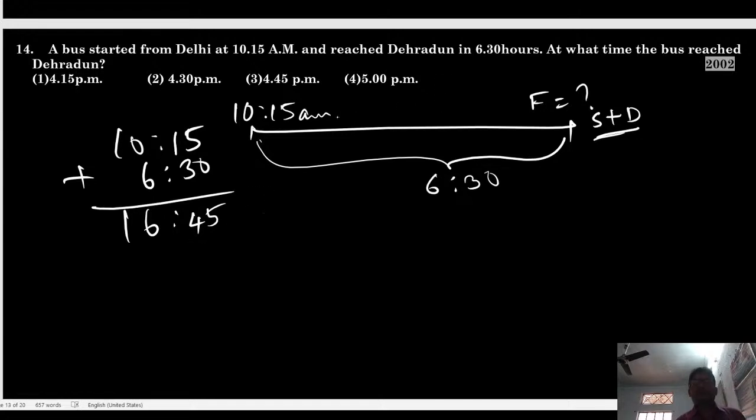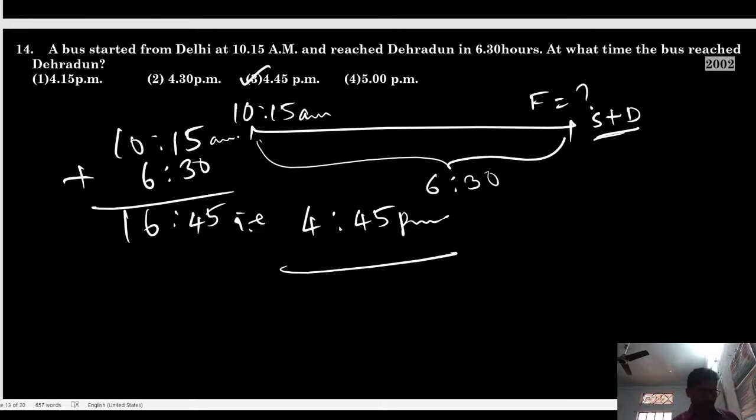16:45 means this is evening time, so it is 4:45 PM. The answer is 4:45 PM, option 3.